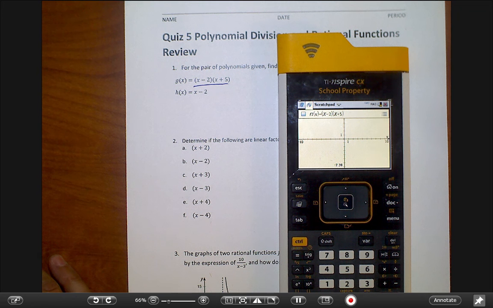What's up? You have capital? Yeah, someone put on caps lock. It's fine. Enter. And your graph should look like this.